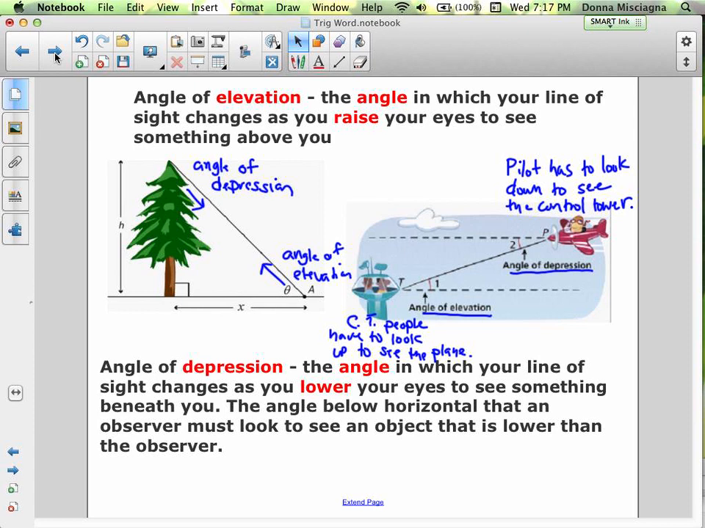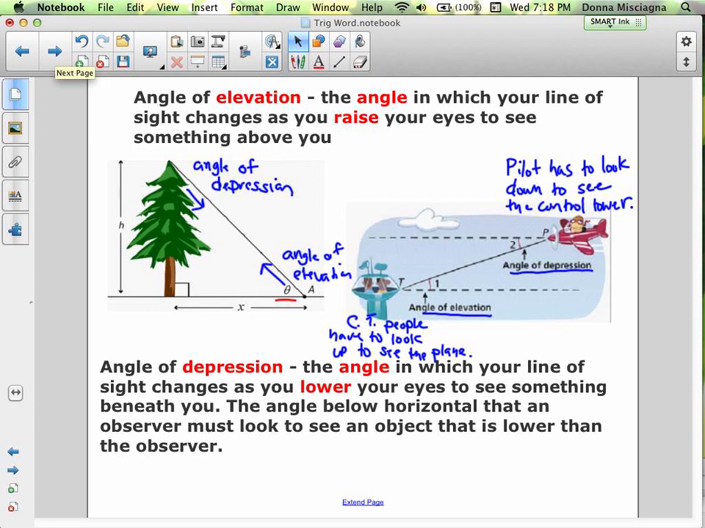All right, so angle of elevation is the angle at which your line of sight changes as you raise your eyes to see something above you. So if I'm on the ground over here where it says theta, and I look up, that's my angle of elevation. If I am sitting at the top of the tree and I look down, that's my angle of depression.